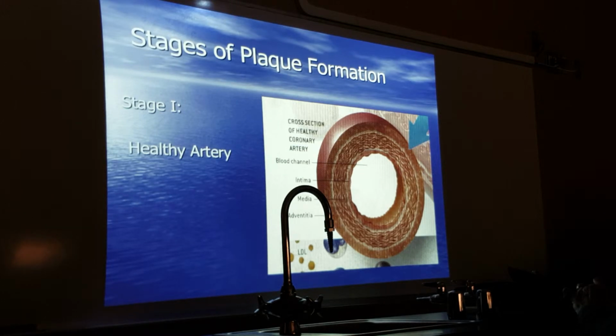Okay, so how does plaque form? Well, the latest theory is that here we have a healthy artery and an endothelium, often called the intima. The endothelium is made up of simple squamous epithelium and a basement membrane and a few elastic fibers. But the endothelium is not a real simple structure.